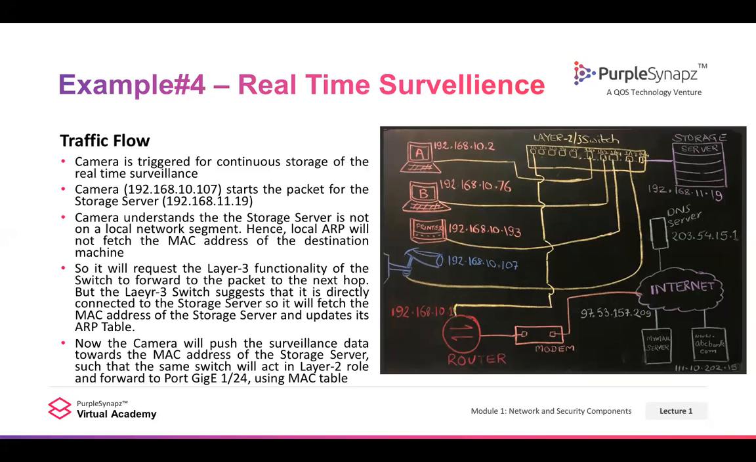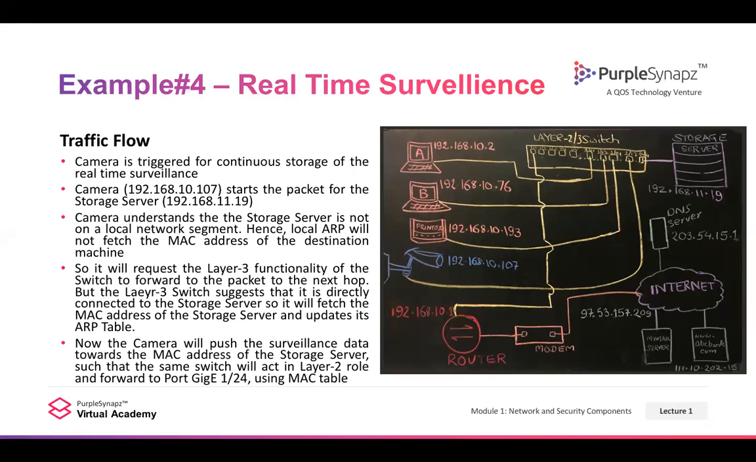So my local ARP will not work, which means I will not be able to get to know the MAC address of 192.168.11.19 by doing a local ARP resolution. It will not work. So what do I need? I need to route. I need to switch using layer 3 functionality, because if I don't know the MAC address of my end device, how will it work? It will not happen that way. So now let's start seeing the traffic flow and what will happen.